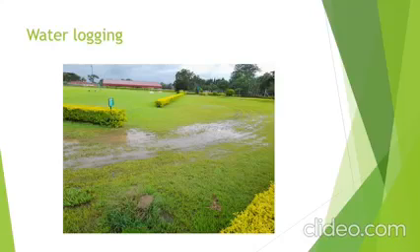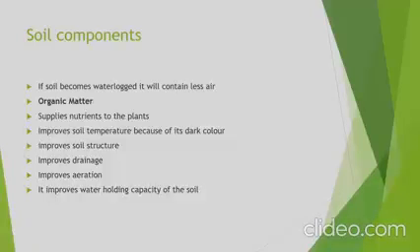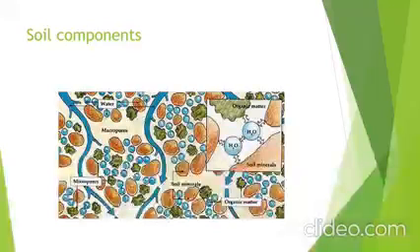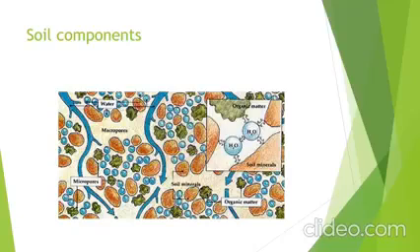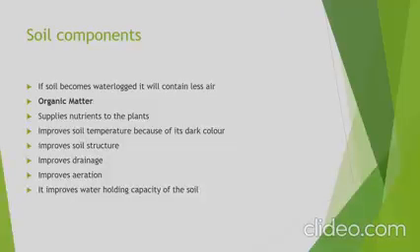Okay? Then we have the other part that is called the organic matter. And the organic matter is the green part that you saw in the previous picture. And organic matter is important because it provides the soil with some nutrients such as nitrogen. It actually helps the soil to have good soil structure.